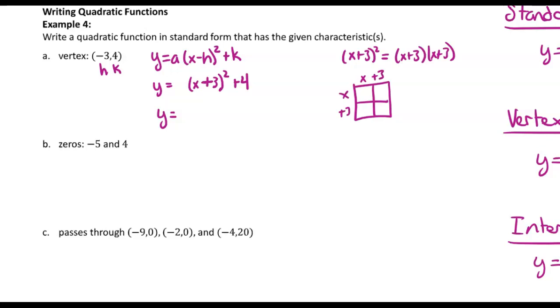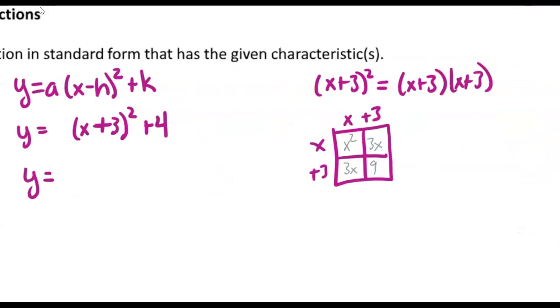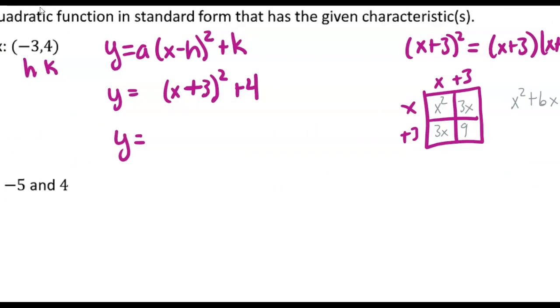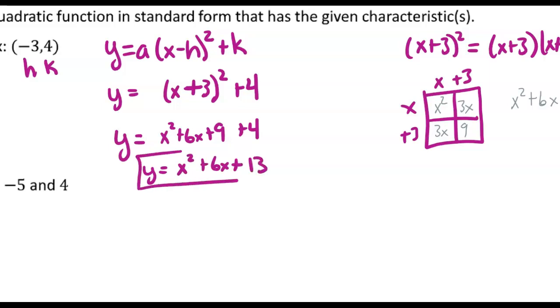So when you multiply that out, you're going to get x times x is x squared, 3x, 3x, and 9. So you can see that. So that becomes x squared plus 6x, because 3x plus 3x, plus 9. All right, so we're going to write that here. So x squared plus 6x plus 9, and you still have that plus 4. So that simplifies to x squared plus 6x plus 9 plus 4 is 13.